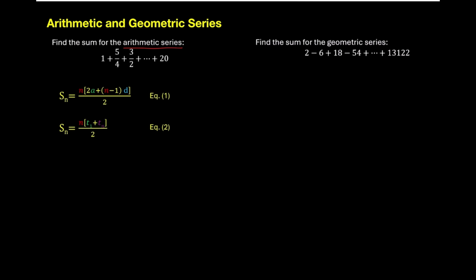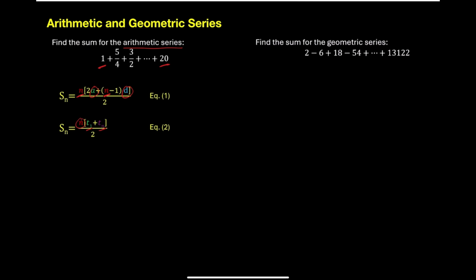You can see that the first formula requires the first term, a, the common difference, d, and the number of terms, n. If you look at the second formula, it requires the first term, t1, the last term, tn, and the number of terms, n. Since in this series, the first term and the last term are given, the second formula will actually be easier to use. But we still need to determine the value of n.